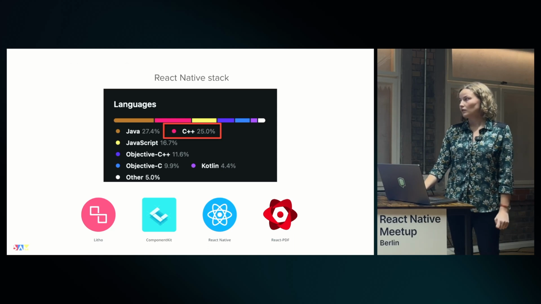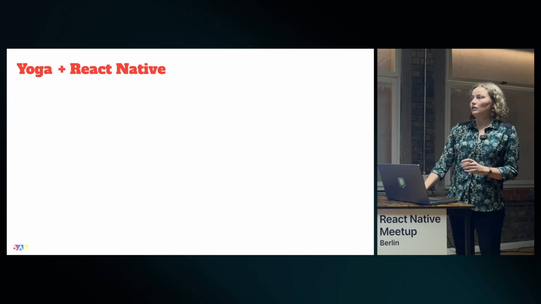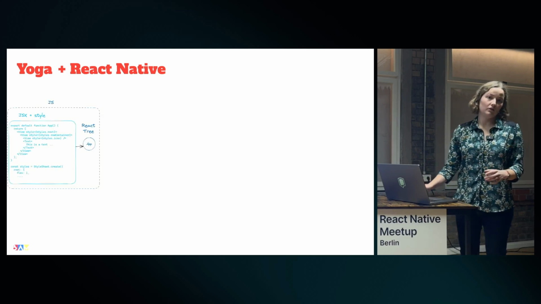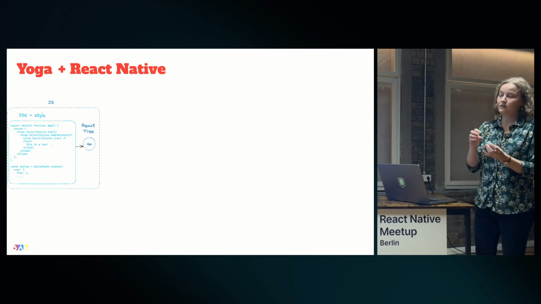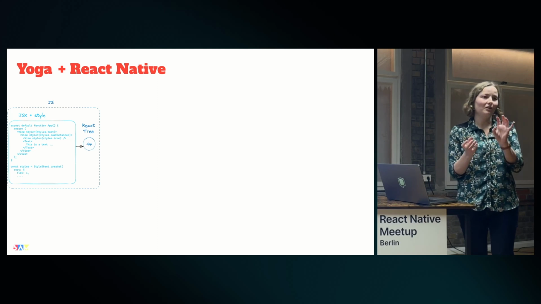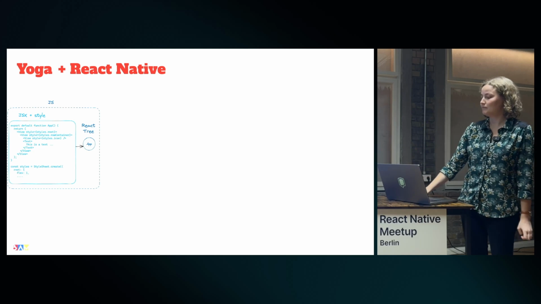In React Native, how does it work? Well, as I said, everything starts with the JSX. You write your component and your style. From this, React generates a tree. In our case, the tree is quite simple. We only have one component, the app.